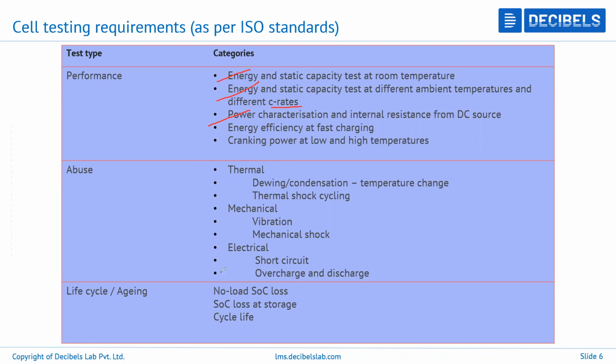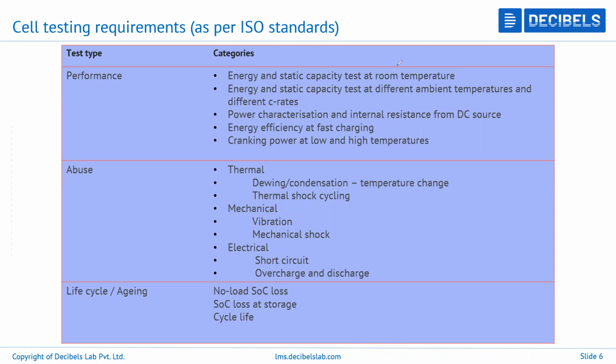Then we will take a look at abuse tests. So we will take a look at thermal shock cycling, vibration, and also short circuit test. So this is with respect to abuse, physical abuse. And then with respect to life cycle and aging, we will take a look at SOC loss due to storage, and also capacity loss due to cycle life. So these are the different tests that have to be performed on a particular cell.